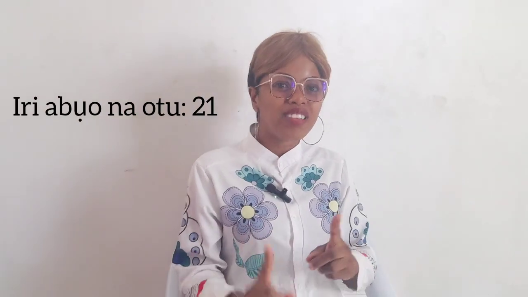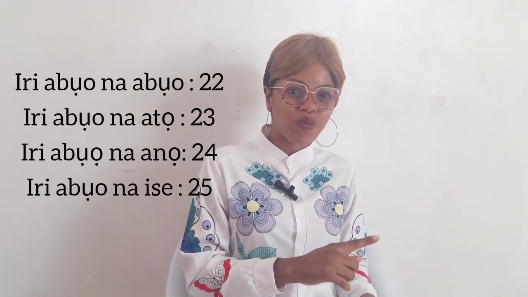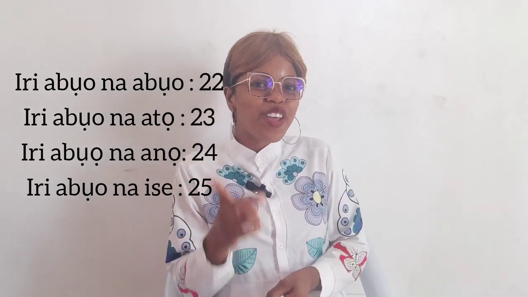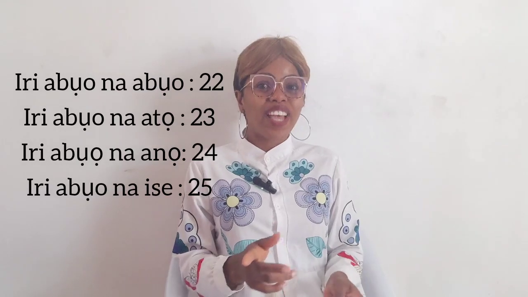Iri abuo na otu, 21. Iri abuo na abuo, 22. Iri abuo na ato, 23. Iri abuo na ano, 24. Can you see? It's very, very simple. It's something very easy for you to learn. And so it goes on to 29. Iri abuo na iteghete or maobu iri abuo na itoolu. Very simple. So then 30 will be iri ato.